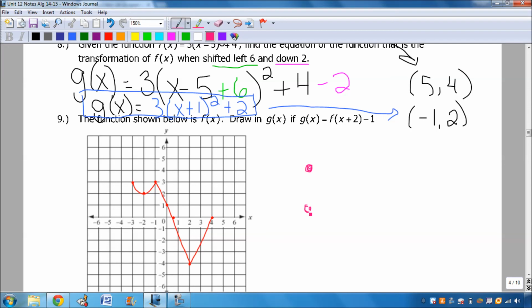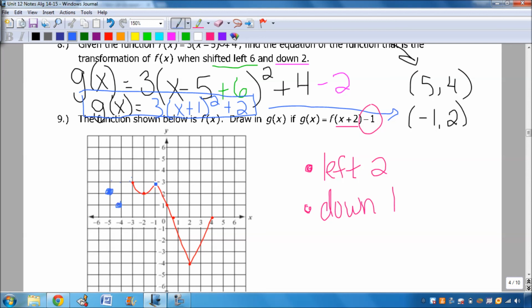Okay, so you should have gotten that this went to the left 2 and that this is going down 1. All right, so let's go ahead and do that. Let's take each one of my points and go to the left 2 and down 1, and then we'll be done with this problem. So right here, this first point starts right here. If I go to the left 2 and down 1, there's my new point.